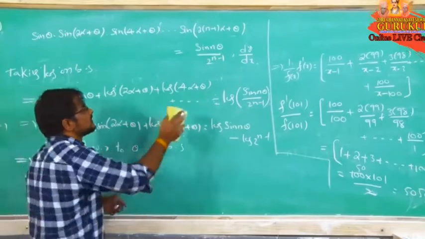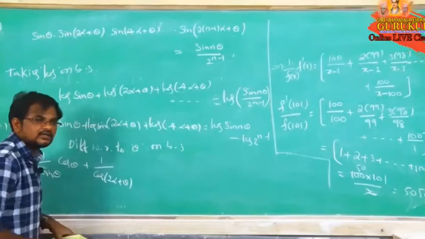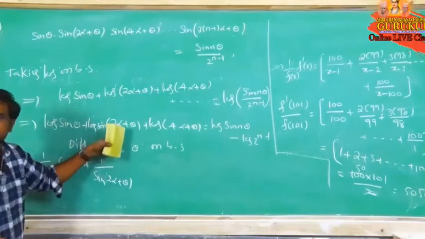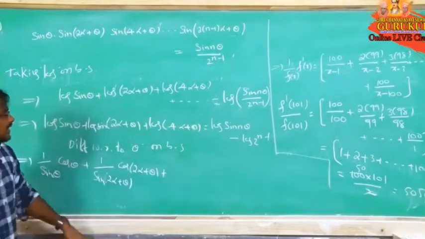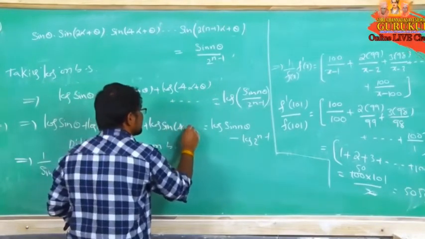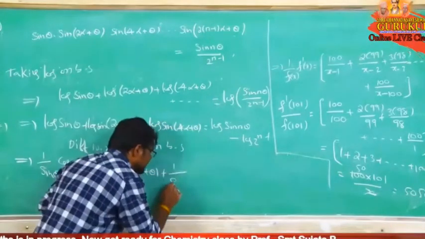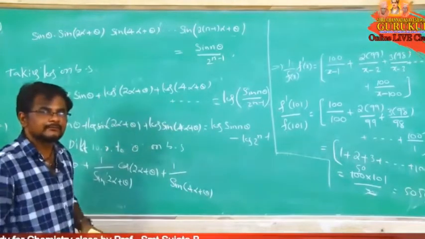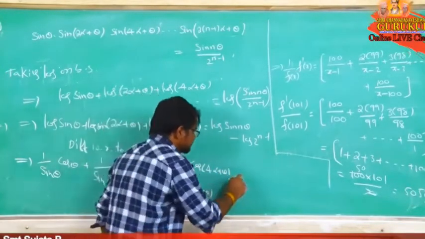Again differentiation of sin 2 alpha plus theta. What? So 1 by sin 2 alpha plus theta, again differentiation of sin 2 alpha plus theta, cos 2 alpha plus theta. Plus here also sin we have to write, sin of 4 alpha plus theta. Differentiation of sin 4 alpha plus theta. 1 by sin 4 alpha plus theta, again differentiation of sin, cos 4 alpha plus theta, plus etc.